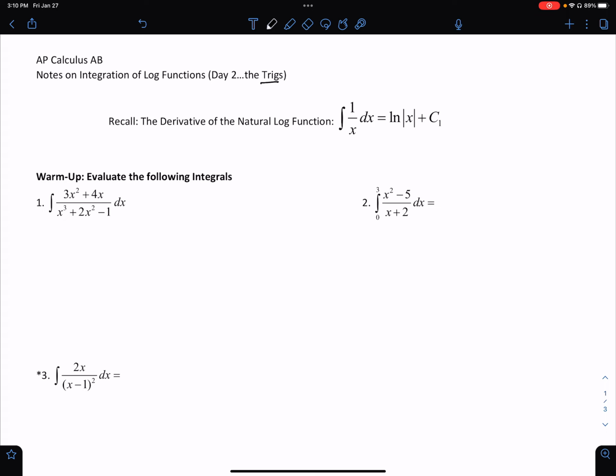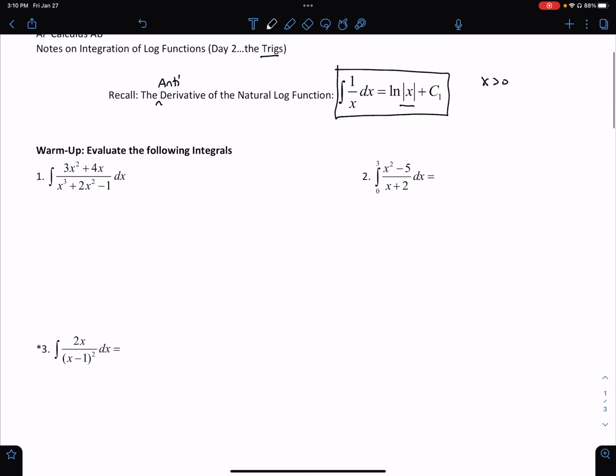The antiderivative of the natural log function, we get this rule. The antiderivative of 1 over x is the natural log of the absolute value of x plus c. Now recall we have the absolute value because x has to be greater than 0, so we want to guarantee that. So if we take a look at number 1, this is just a warm-up for us here.